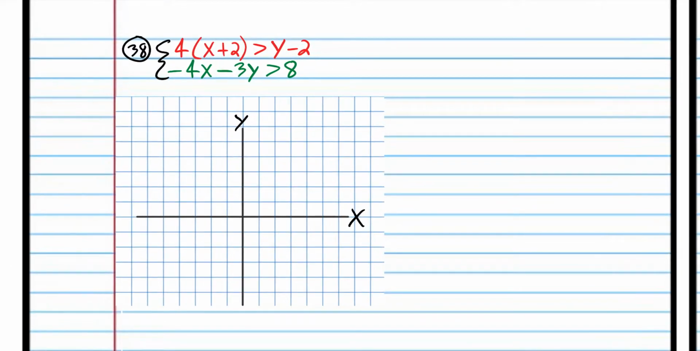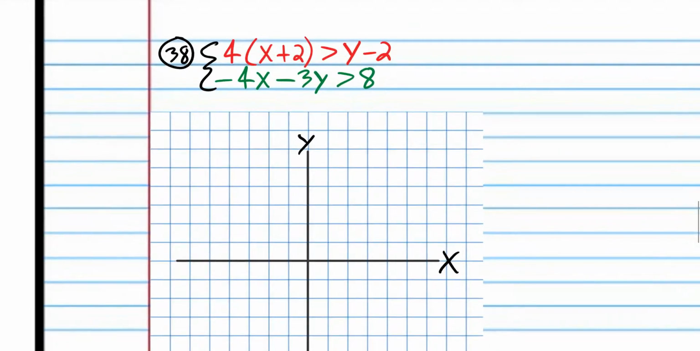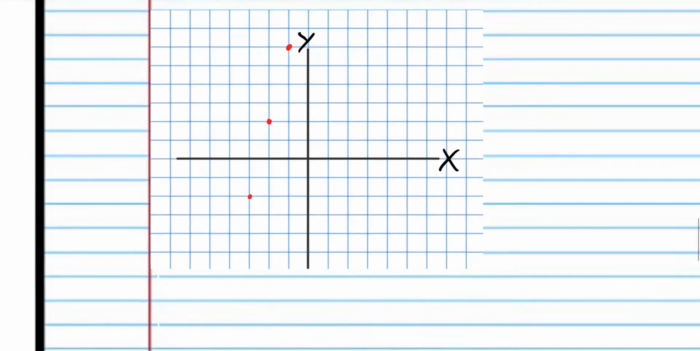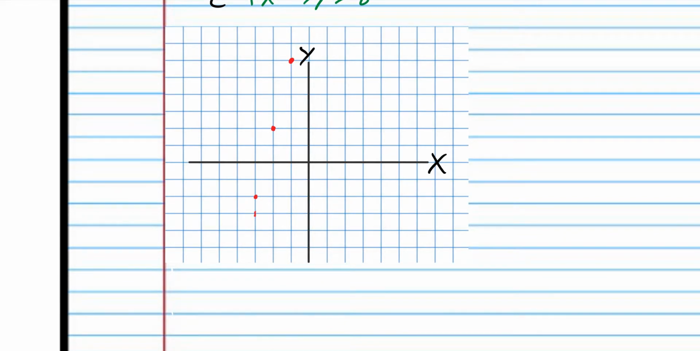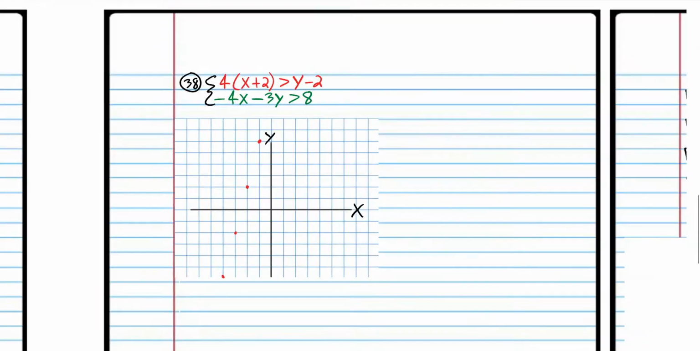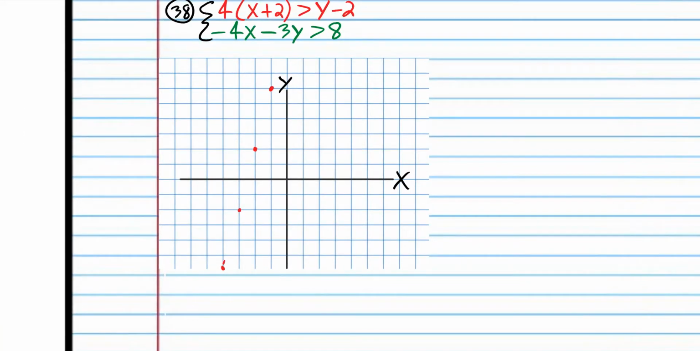All right, we're back. So I'm going to plot the top inequality first. So we have negative 2 and 2. That's the point, and then we're going to use the slope, which is 4 over 1. So up 1, 2, 3, 4, up 1. And then we can go down 1, 2, 3, 4, and over 1. And again, 1, 2, 3, 4, and over 1, just to make sure our line is straight. And this is greater than or equal to, so we need dotted lines.